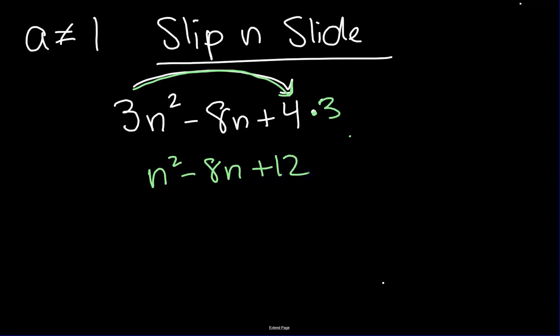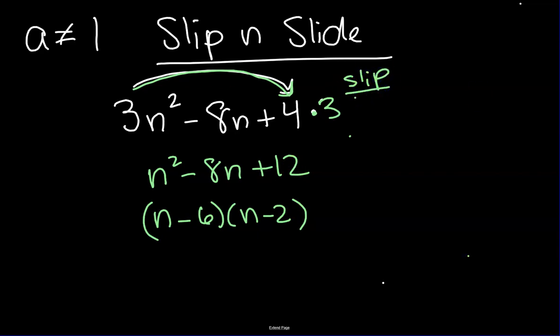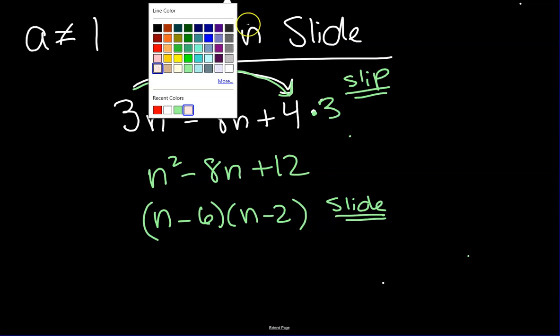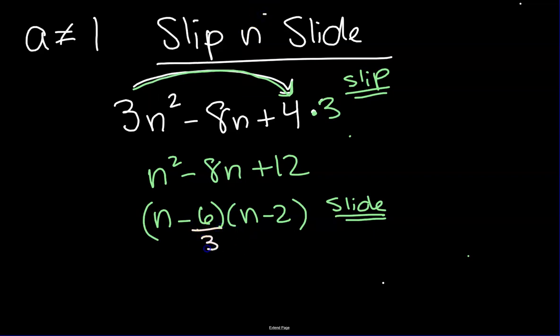And we can go back to the basic factoring that we just did. We think multiplies to give us 12, adds to give us a negative 8. Well, that's going to have to be n minus 6 and n minus 2, because negative 6 times negative 2 is positive 12, but negative 6 minus 2 gives me negative 8. Okay, so at this part, we're not done. We did the slip. Now it's time for the slide. So slide, divide. I am going to divide both sides now by that 3 that we slipped in the beginning.